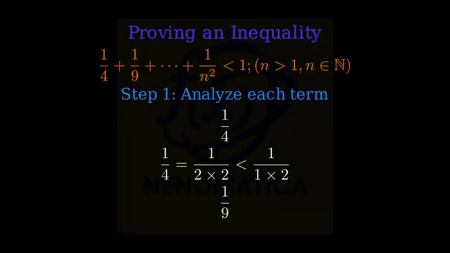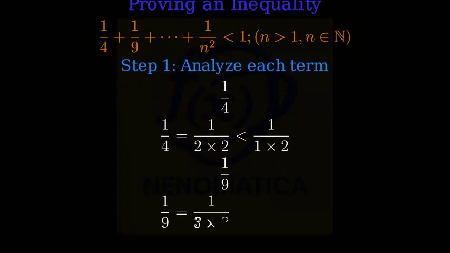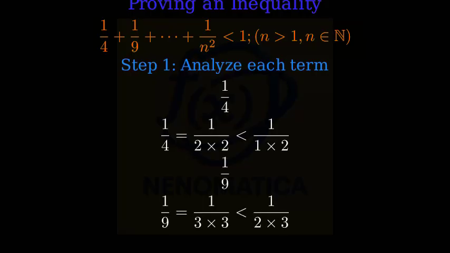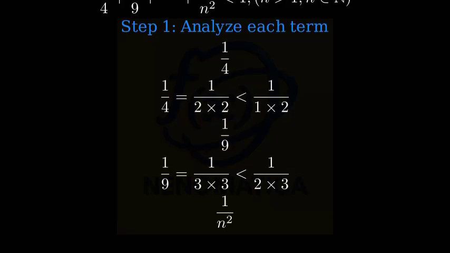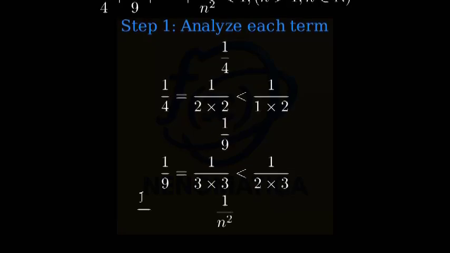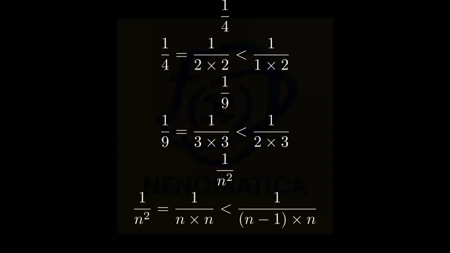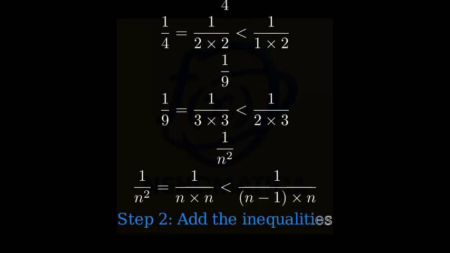Similarly, for 1 over 9, we can express it as 1 over 3 squared, which is less than 1 over 2 times 3. Continuing this pattern, for the general term 1 over n squared, we can write it as 1 over n times n, which is less than 1 over n minus 1 times n.